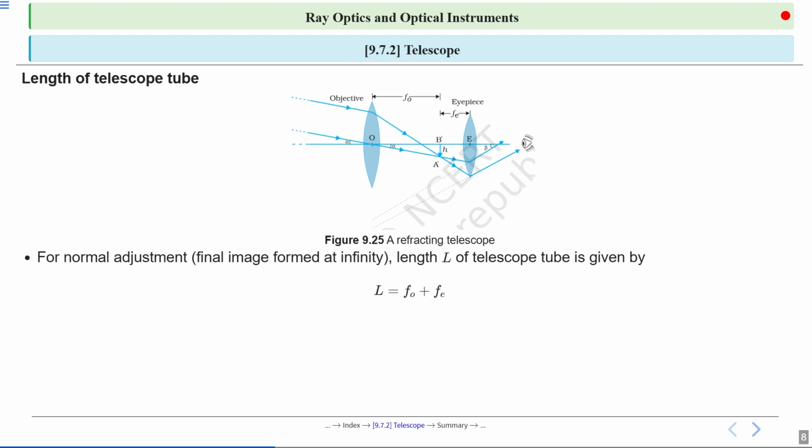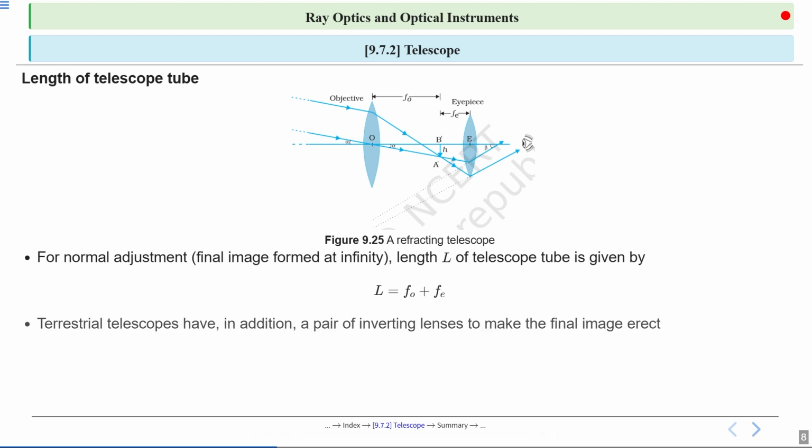Here F naught is the focal length of the objective lens and Fe is the focal length of the eyepiece. Understanding this formula is key to calculating the necessary tube length for clear images. In addition to astronomical observations, terrestrial telescopes include a pair of inverting lenses. These lenses ensure that the final image is erect, which is important for viewing objects on Earth without them appearing upside down.